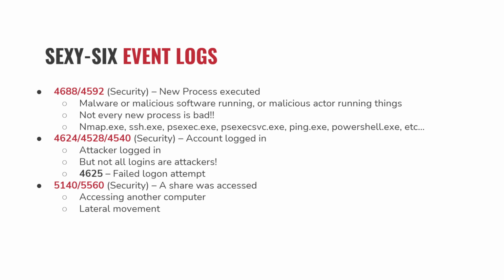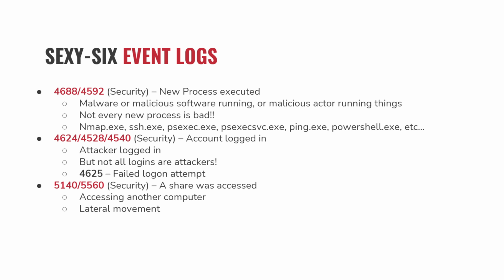Let's break them down. The first group is process execution logs, which have an ID of 4688 or 4689. Whenever a new process is executed, or in our case a malicious process has been executed, the log gets an event ID from this group. When tools like nmap, ssh, psexec, ping.exe or PowerShell are executed, they get an event ID from this group.